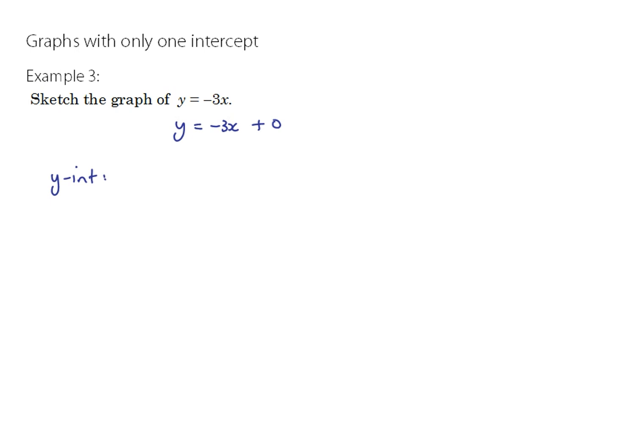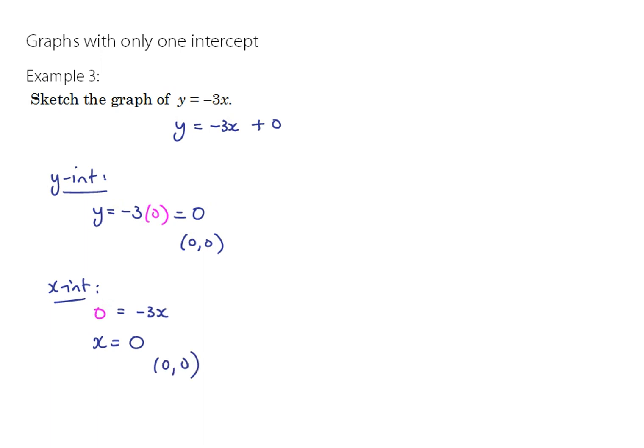So the y-intercept, we let x equal 0, so y equals negative 3 times 0. And so our y-intercept is clearly 0. And then the x-intercept, we let y equal 0. Dividing both sides by negative 3 also tells us that x equals 0. So both the x-intercept and the y-intercept are the same point. The graph passes through the origin.